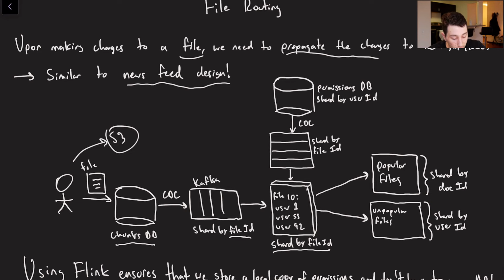The reason we want to do this is so that for every single given file, we can quickly figure out which users have permissions for it. The only way that we're able to do that is by also having the permissions DB use change data capture, which again flows into Flink.